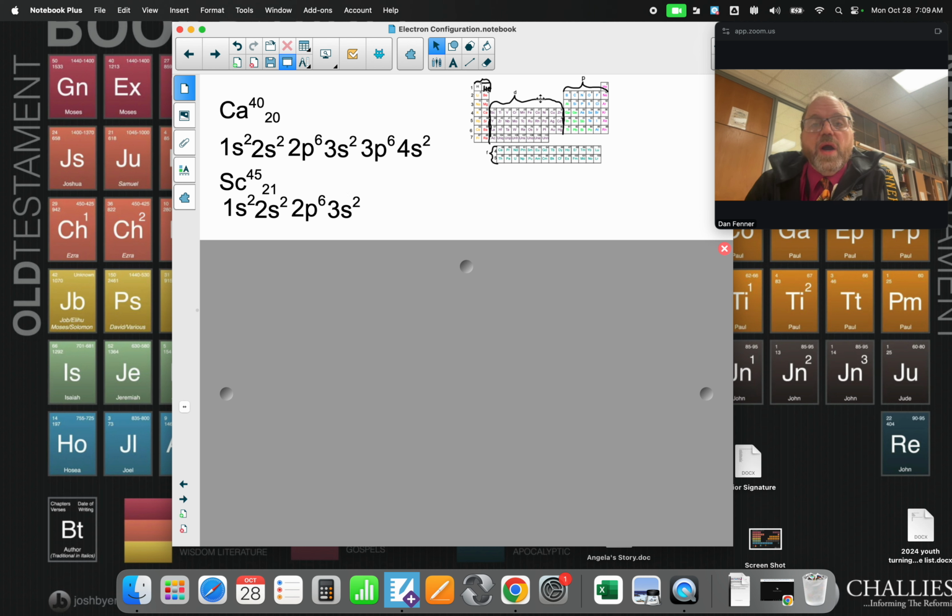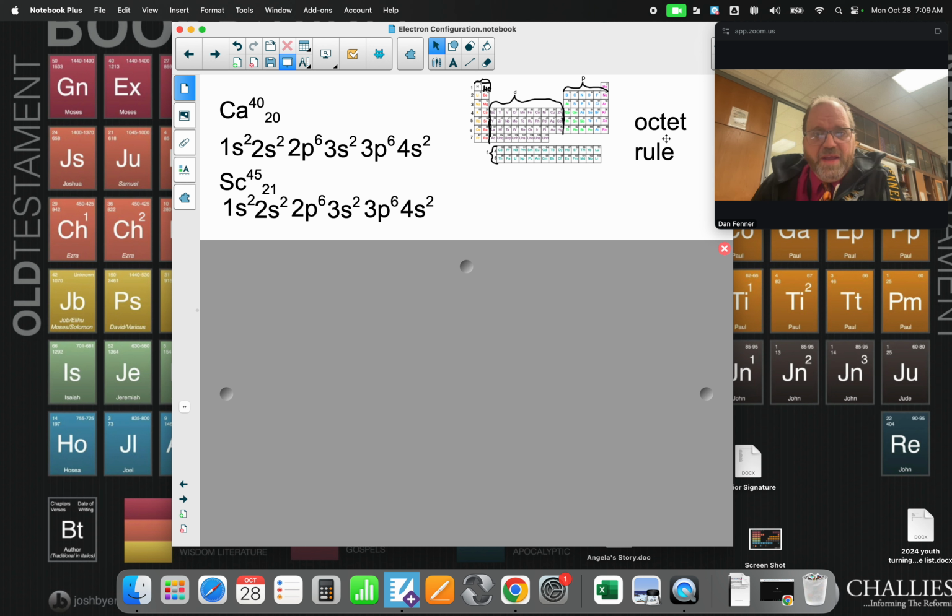Then aluminum to argon, third energy level, p orbital, 6 of them, 3p6. Potassium, calcium, where we were before, fourth energy level, s orbital, 4s2. Then there's something called the octet rule. What is the octet rule?